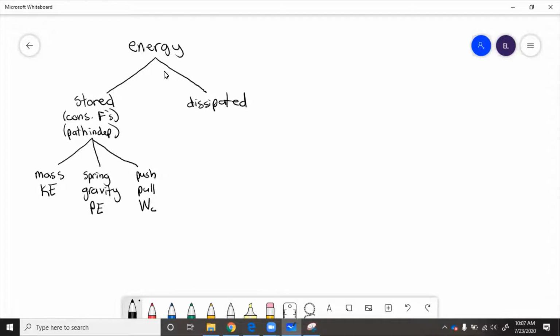Also, energy can be dissipated. If energy is dissipated, then it's lost. Examples of this are friction, which is the most common, also damping, which is like friction that's proportional to velocity, and then drag, so resistance from a fluid. All of these contribute to the non-conservative work, which is less than 0, whereas conservative work is greater than 0.